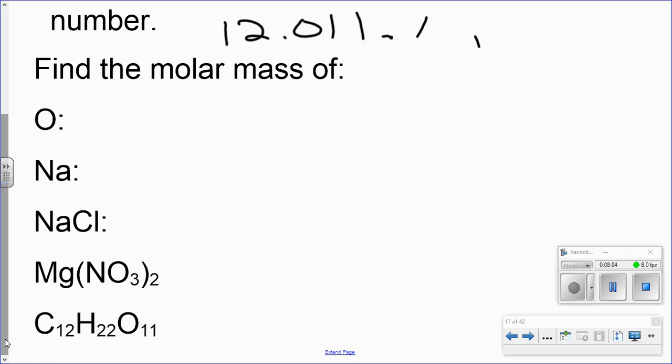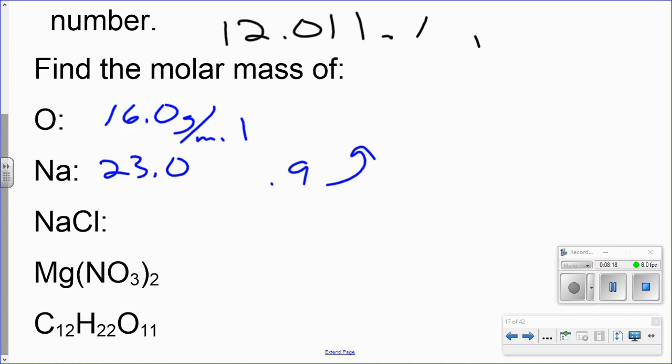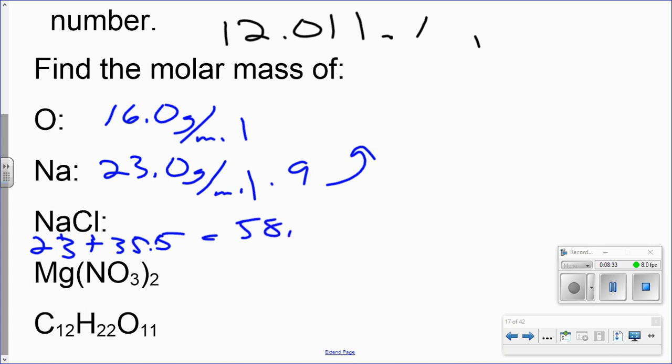Finding the molar mass of these things isn't bad. You just look them up. Oxygen is 15.99. We're going to go 16 grams per mole. Sodium is the same thing. It's 22.9. So anytime you see 0.9, round up. We'll say 23.0 grams per mole. Now, I'm not going to do all these, but whenever you have two things together, you just add molar masses. So you add 23 plus 35.5. The molar mass is 58.5 grams per mole. So anytime you see collections of stuff, you add them together.